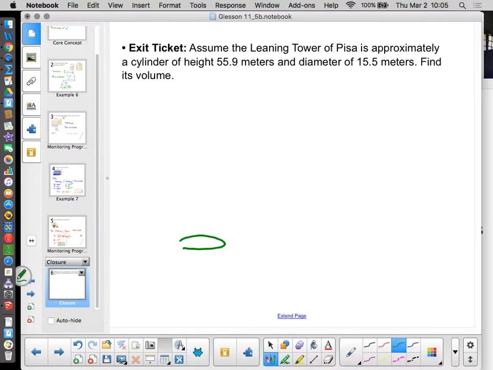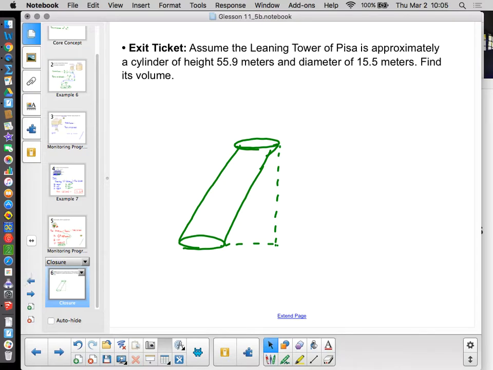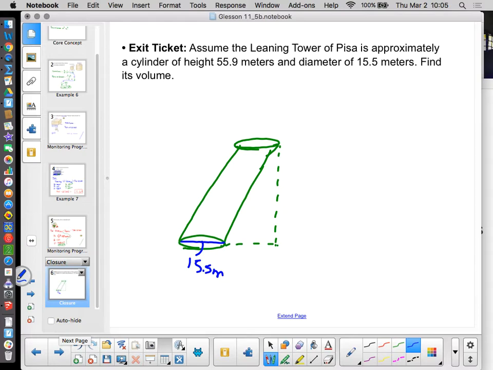So we've got our cylinder, our leaning tower of Pisa, and it's a cylinder on top too. Okay. We got our height on the outside. What are they giving us? They're giving us the diameter of the base is 15.5 meters. The height of the cylinder is 55.9 meters. You need to find the volume.